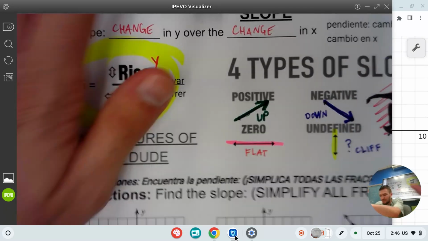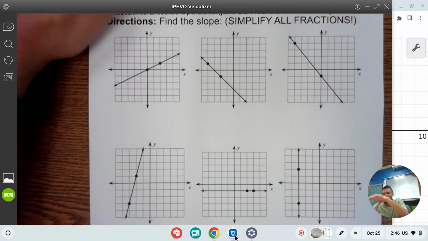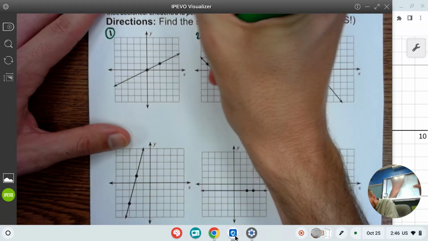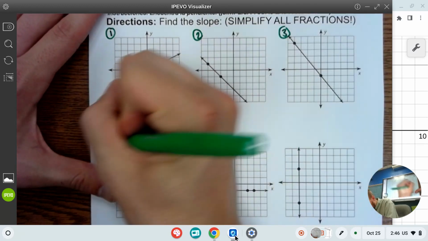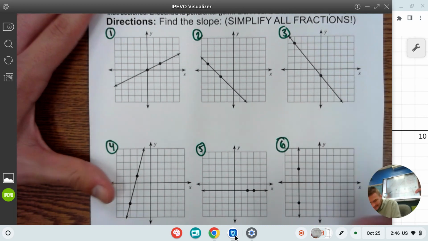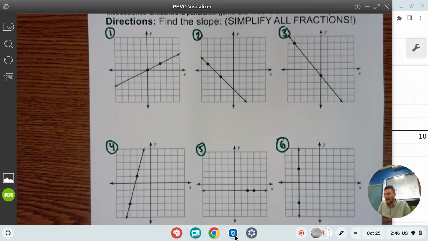Now, here's what we're going to do. We're going to look at the bottom 6. First thing we're going to do, we're almost done with the notes, I promise. We're going to label this 1, 2, 3, 4, 5, and 6. And the first thing we're going to do is we're going to try to label 1, 2, 3, 4, 5, 6 as either positive, negative, 0, or undefined.